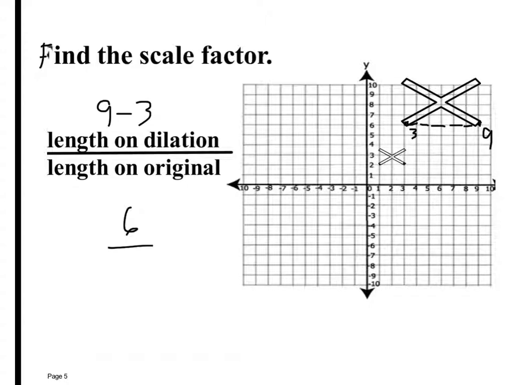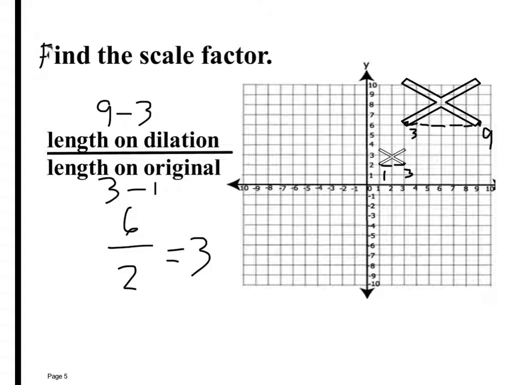Yeah. Then what you do is you find the length of the original. We're going to say the original was a small one. So we're going from 3 to 1. What is 3 minus 1? 2. And you can see there are two spaces in between the longest part of this x, right? So you take the length of the dilation, and you take the length of the original, and you divide those. What's 6 divided by 2?